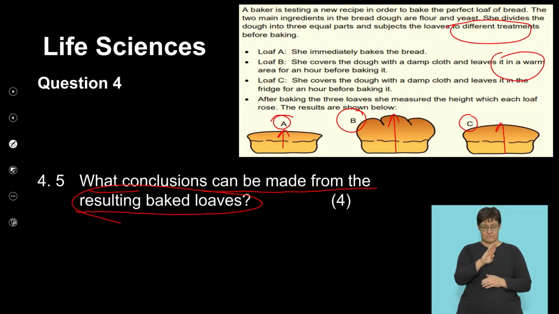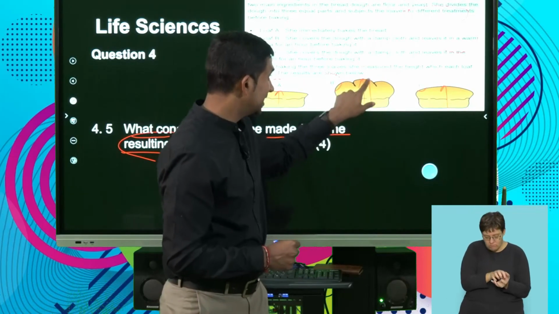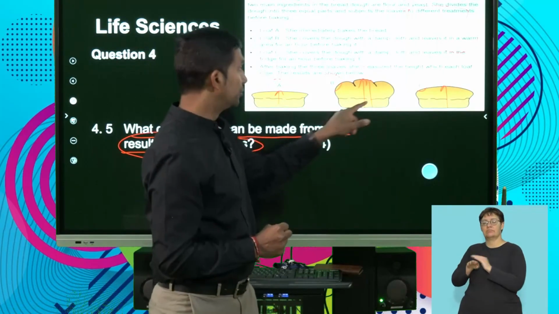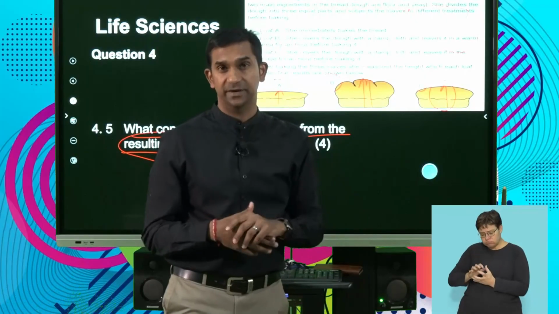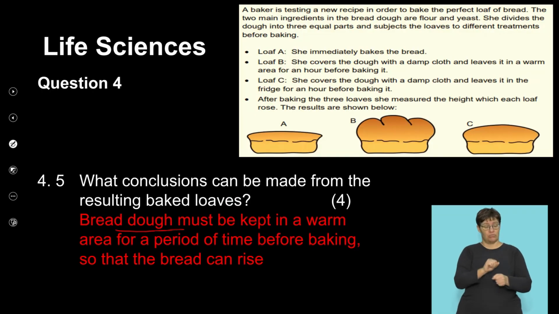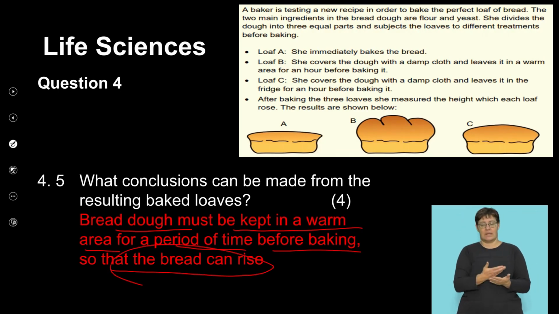treatment. So this loaf B was subjected to 1 hour of being placed in a warm environment. And so when bread dough is left to rest in a warm environment, it will cause or result in bread rising significantly higher as compared to bread that is kept in a cooler environment. So I'll string that together in my answer here. So as I mentioned, the bread dough must be kept in a warm area for a period of time before baking so that the bread can rise.